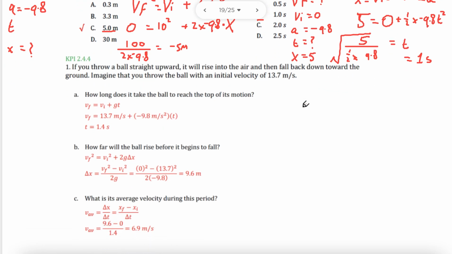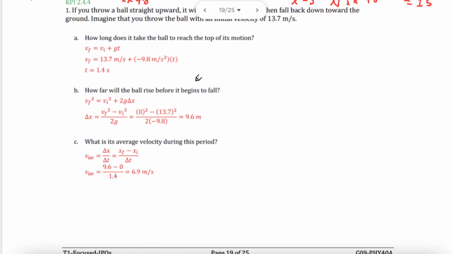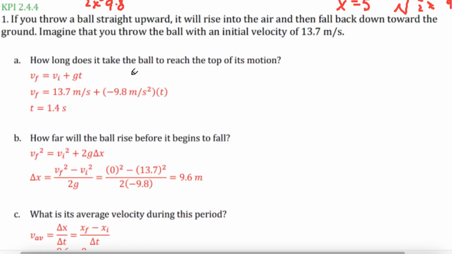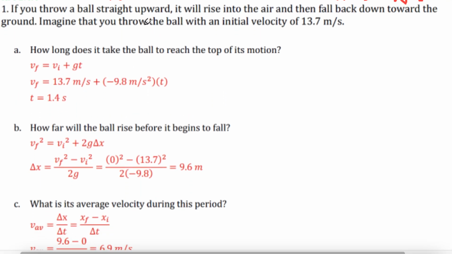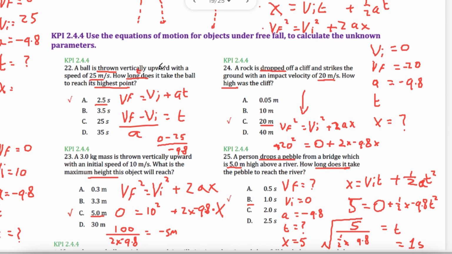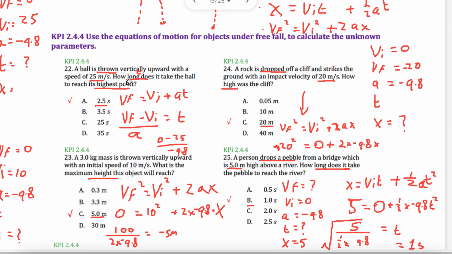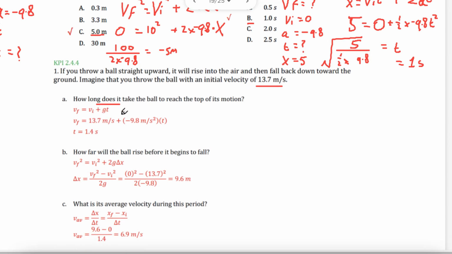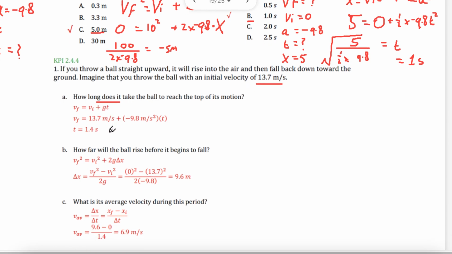So check that yourself. There are a few more questions on this, so it's very straightforward. They've given you the formulas and they've solved it for you, so it's quite self-explanatory. If you throw a ball straight upwards, it'll rise into the air, fall back down to the ground. If you have this speed, how long does it take to reach the top? Well, we've done that already. Exactly the same formula, exactly the same idea. They just wrote G for gravity. And then, yeah, self-explanatory.